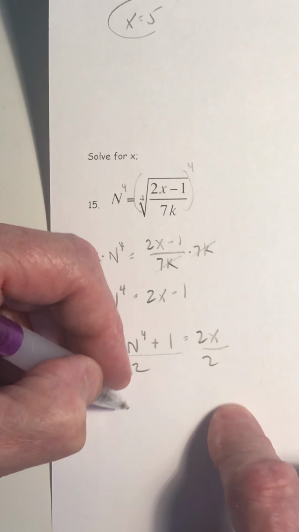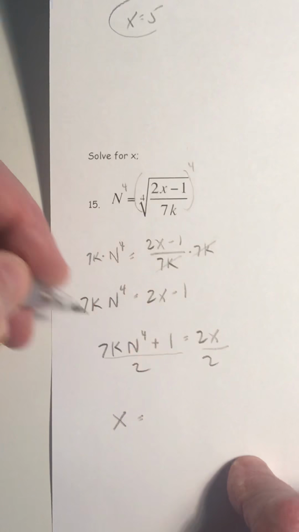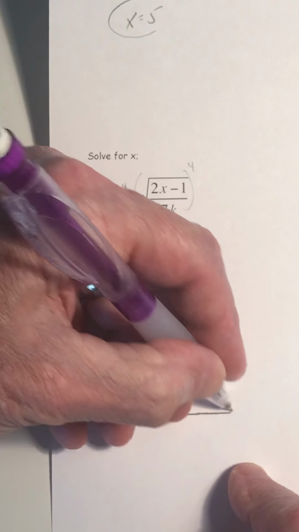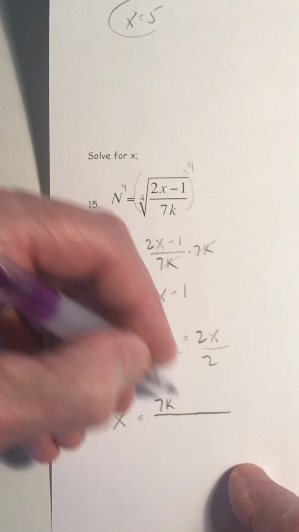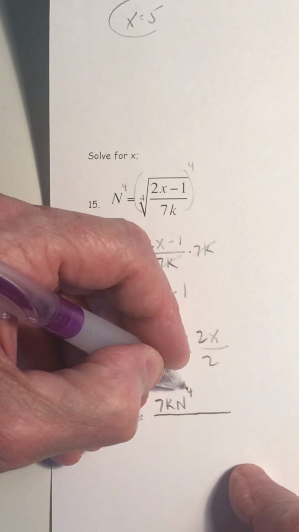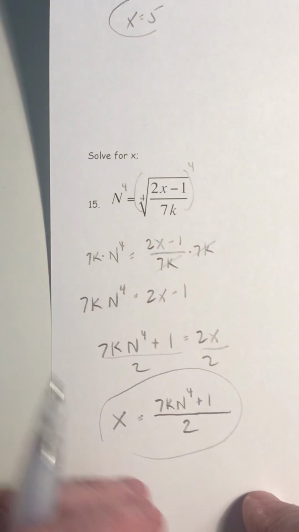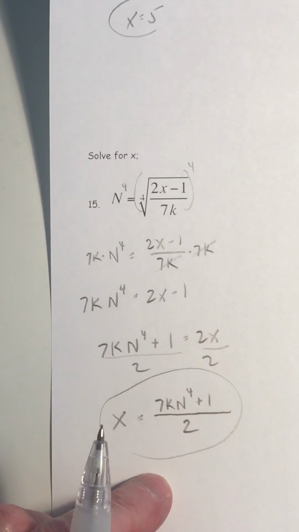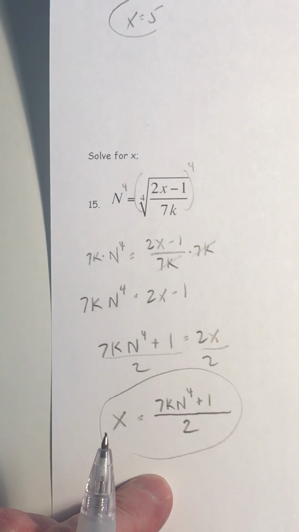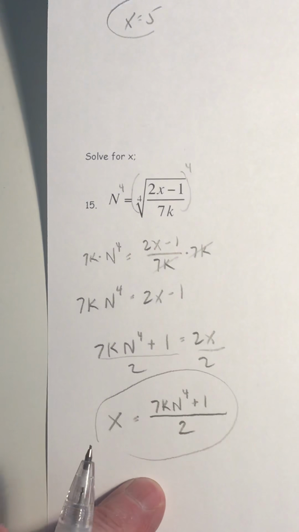I'll now have 1x. Let me write it this way. 1x equals 7k n to the 4th plus 1, whole thing divided by 2. Okay, and that's the end of page 5. That was a quick one.